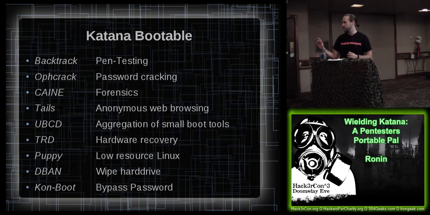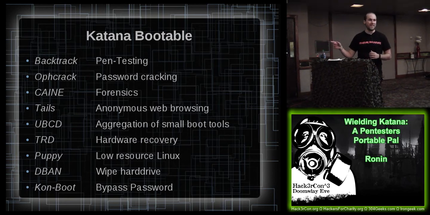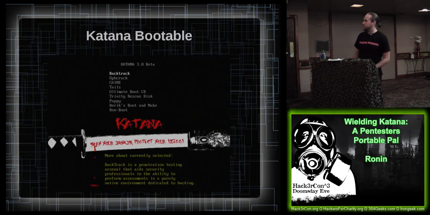DBAN, if you don't know what DBAN is, don't use DBAN. It's Darik's Boot and Nuke. If you use it, read about it on your own, but yeah, don't use that if you don't know what it is. And then Konboot, which is a really cool way, this is an older one, it's updated versions, but it's a really cool way to bypass authentication on Linux and Windows. It's a really neat tool to look into. And I'm not going to demo this much because it's pretty self-explanatory. This is the menu. This is what happens when you boot, and you just up and down arrow, select, and you're good to go.